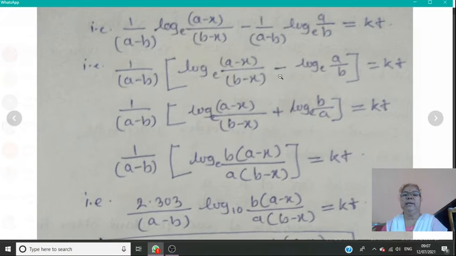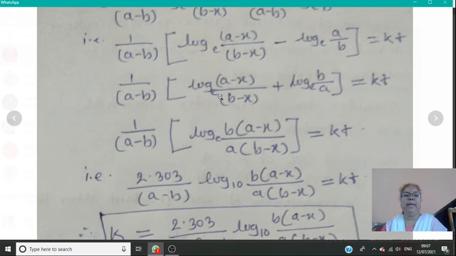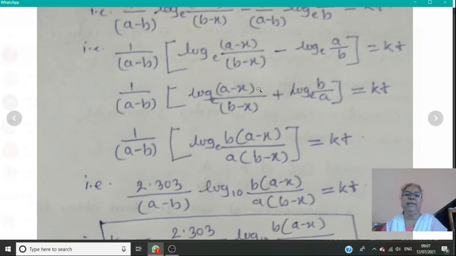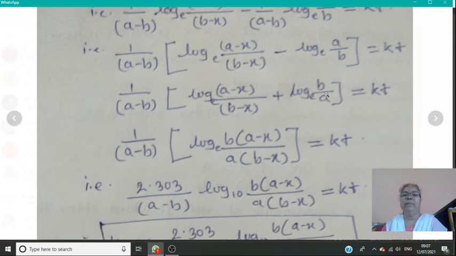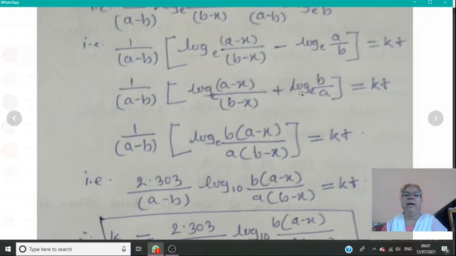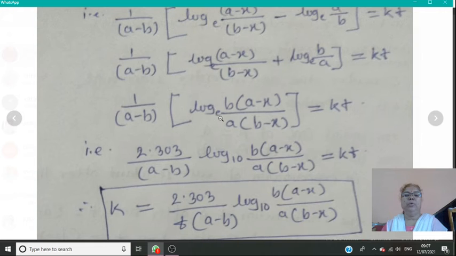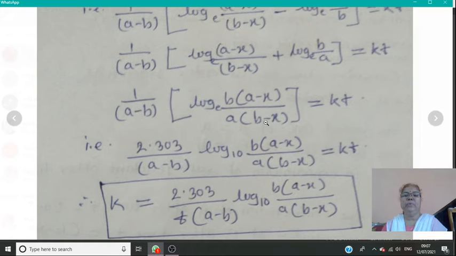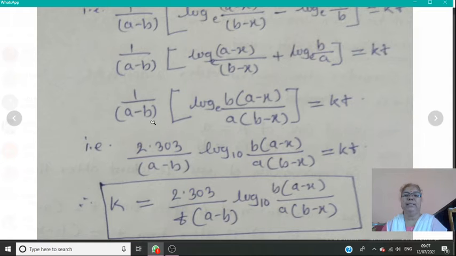We change this negative sign to a plus sign and we have log to the base e of b by a. Therefore, we have 1 upon a minus b into log to the base e of (a minus x) upon (b minus x) plus log of b by a to the base e, equal to kt. The sum of two logs becomes log to the base e of b into (a minus x) upon a into (b minus x), and this 1 upon a minus b remains as it is.